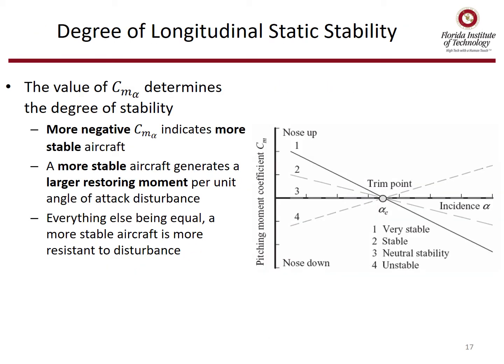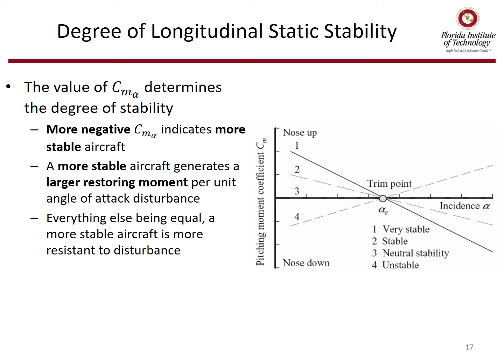So we said that CM alpha, or that slope, has to be negative for stability. And we can look at it now in terms of the degree of stability. So obviously the more negative the slope, the more stable the aircraft. So number 1 on the plot shows you the most stable aircraft. A more stable aircraft generates a larger restoring moment when its angle of attack is disturbed. So everything else being equal, a more stable aircraft is more resistant to disturbances.